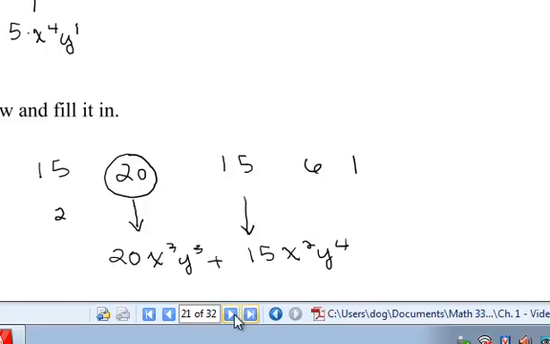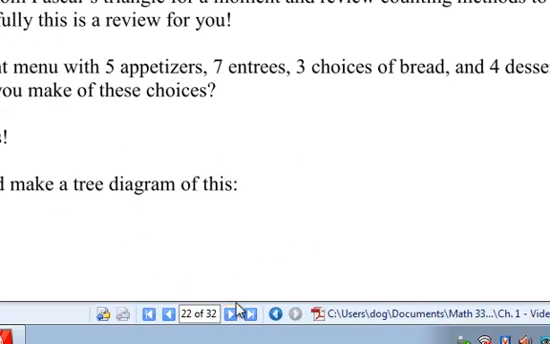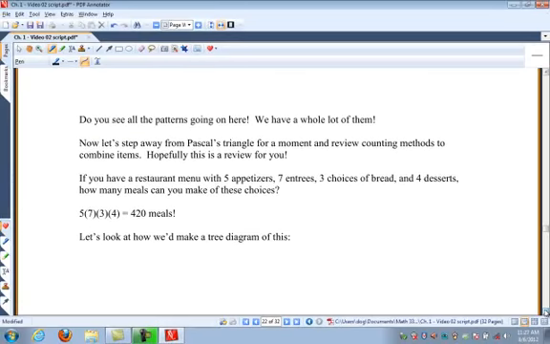Now, look at all the patterns. My goodness, there are a lot of patterns going on here. So let's step away from Pascal's triangle for a moment and review some counting methods to combine items, and then we'll ramp up the math a little bit.